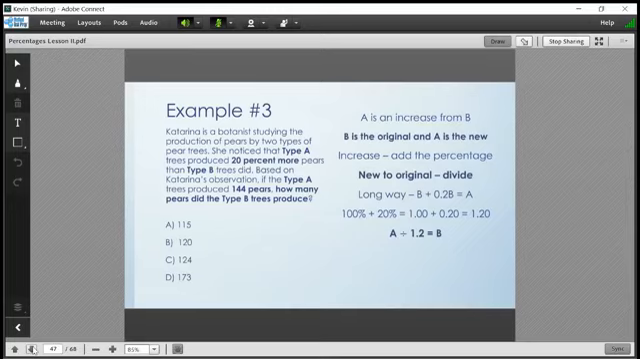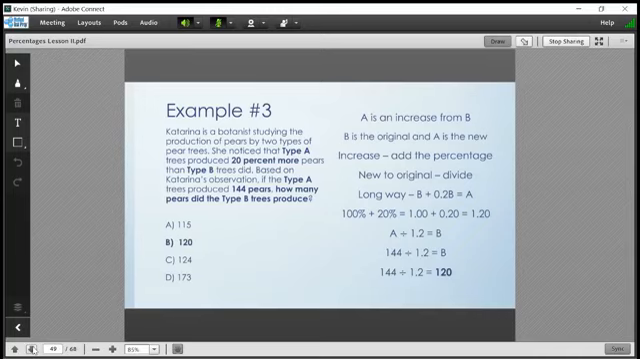Now, since I'm going from the new to the original, new being the A, the original being B, I'm now going to divide. So I'm just going to take A, which is the one that I know, and divide it by 1.2. So an increase, I still add the percentage, new to original, I'm going to divide. Since I know that A is 144, I'm going to take 144 and divide it by 1.2, and that's going to give me my correct answer of 120.